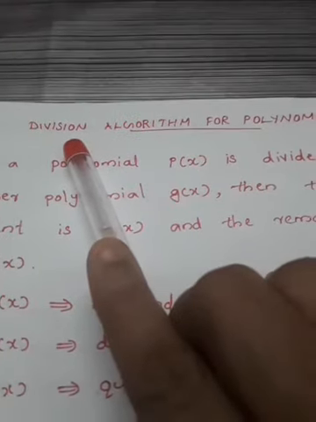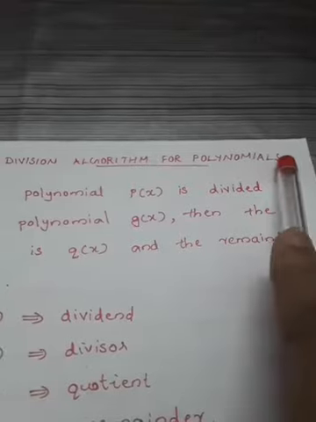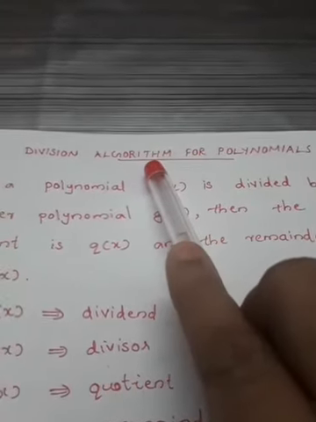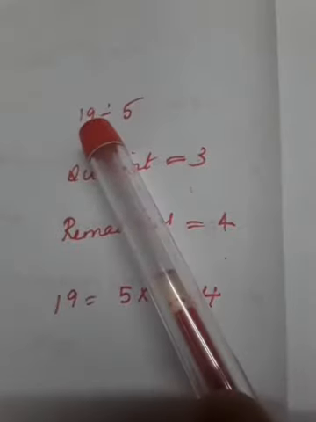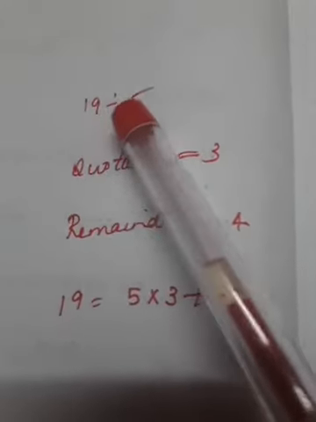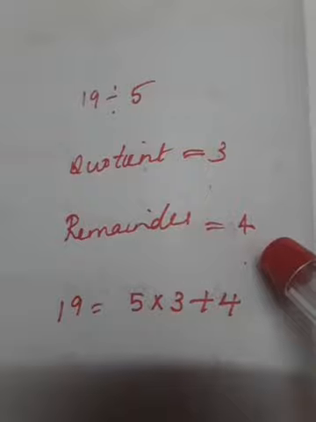Today's session, we can start with the division algorithm for polynomials. Before that, we can discuss one example. This is that example. When we divide 19 by 5, the quotient is 3 and the remainder is 4.